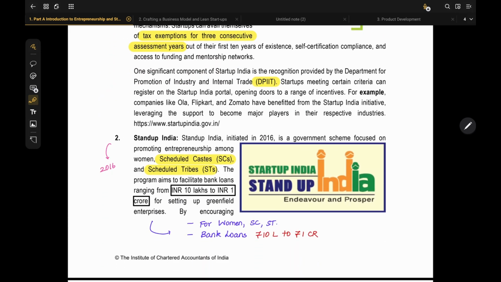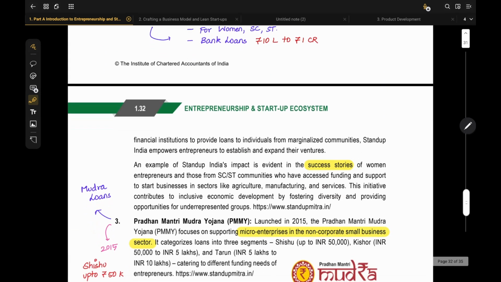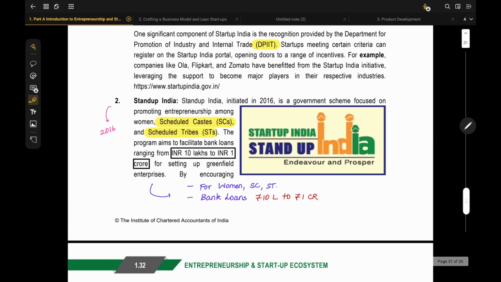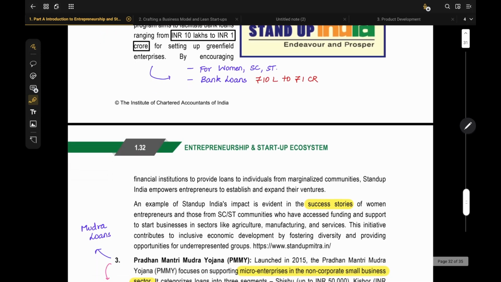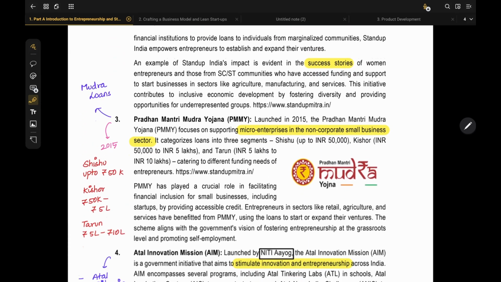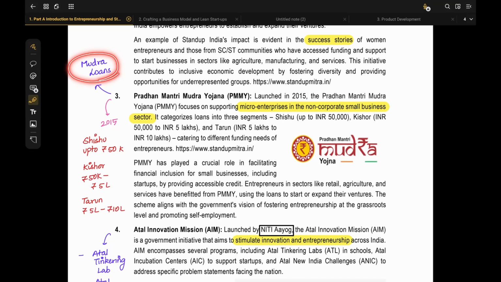Okay, Stand Up India. Stand Up India is for women, SC, ST, for their empowerment. This scheme is also from 2016. They will give loans to businesses based on this scheme. Under this scheme, bank loans from 10 lakh to 1 crore will be given. And people who got loans from Stand Up India have succeeded, and their success stories are inspiring for many women entrepreneurs.